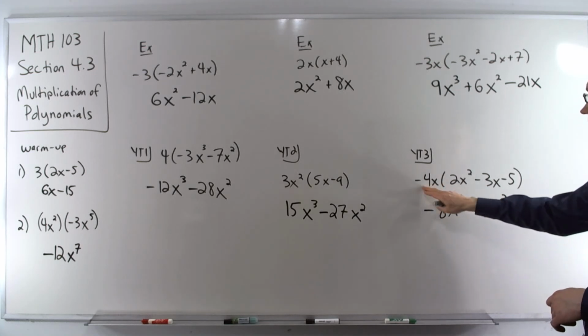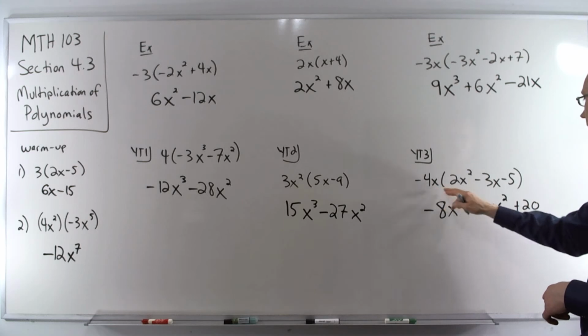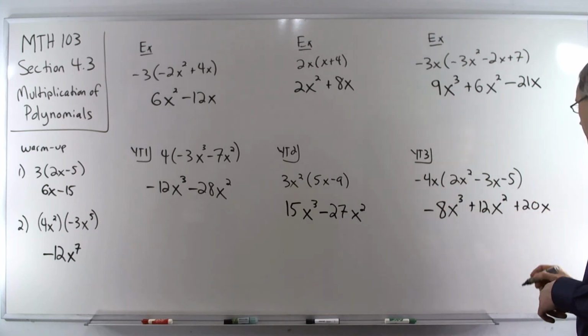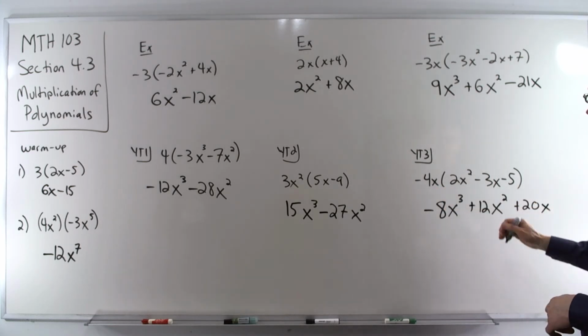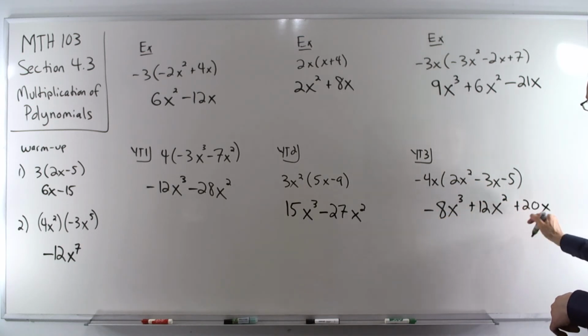Lastly, negative 4 times negative 5 is positive 20. And we have no variables over here, so that remains x. Now just to make sure we change all the signs correctly, positive to negative, negative to positive, negative to positive.